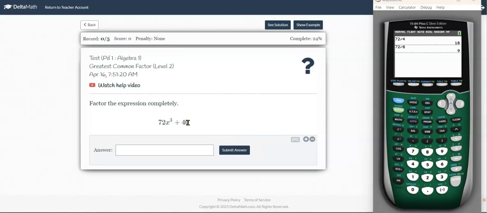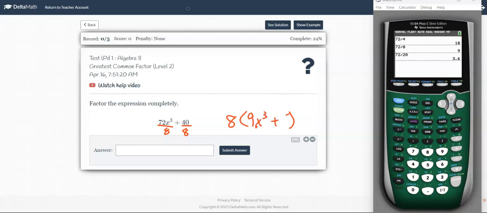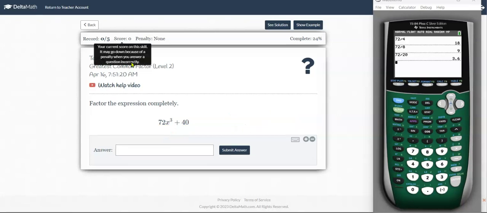When I think about the factors of 40, I know that 8 is the larger factor. 40 also has factors of 2 and 20, but 72 divided by 20 is not evenly divisible, so that's not the factor. So I'm going to go with dividing by 8. Technically, I'm writing this as everything being divided by 8, and to undo that, I multiply by 8 what remains. 72 divided by 8 is 9. The x to the third remains the same. 40 divided by 8 is 5. So that's our final answer: 8 times the quantity 9x cubed plus 5.